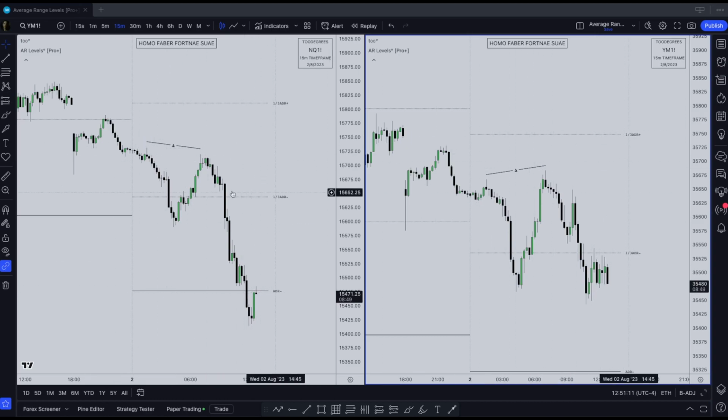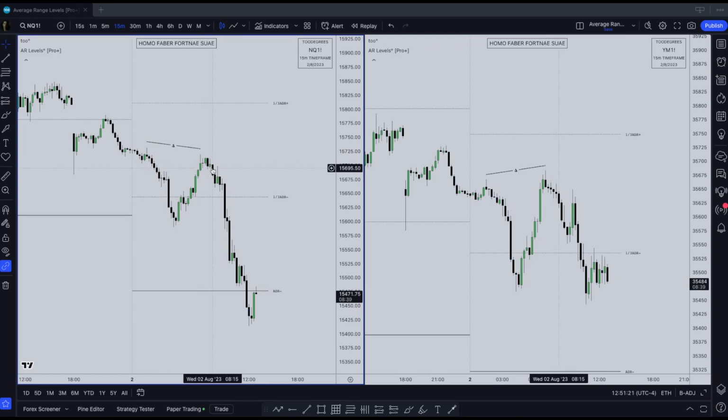Which one of the two is the weakest asset off of this SMT? It's going to be NQ. So we wait for news to hit, and then we trade price accordingly, having this bearish bias for the day.